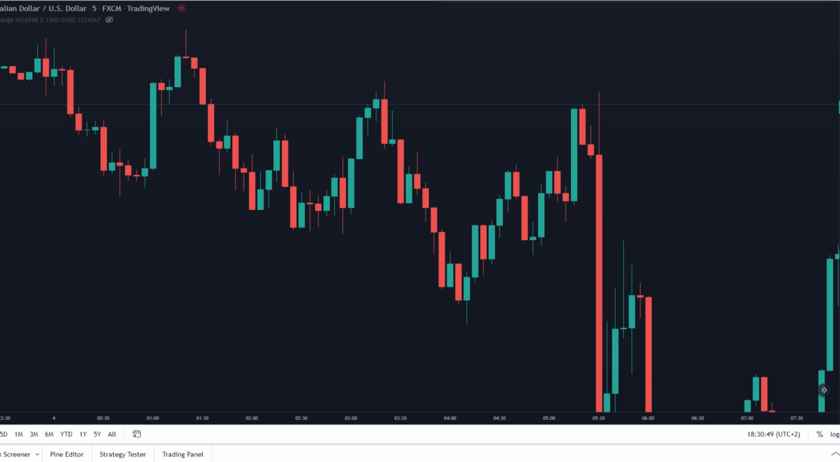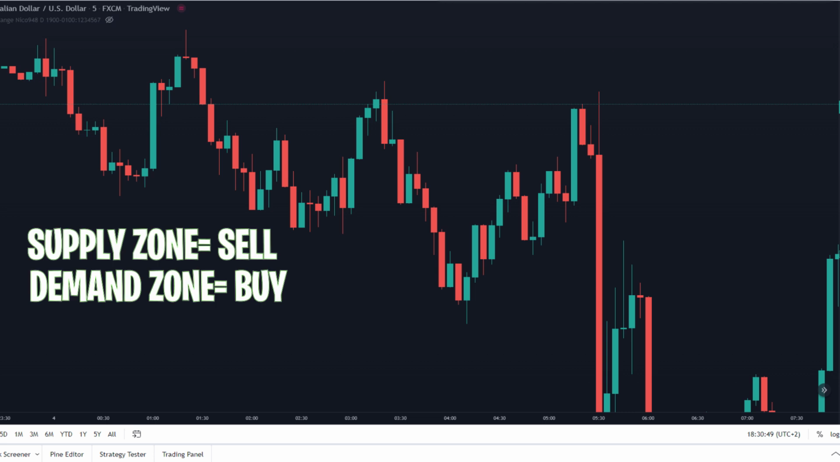As said before, the first step is to draw the zone. Here we will draw a supply zone. And another thing that I didn't mention in this video is, on a supply zone we sell, or the market has the potential to reverse to the bearish side on the supply zone. Then on a demand zone we buy, or we are looking for the market to be bullish.